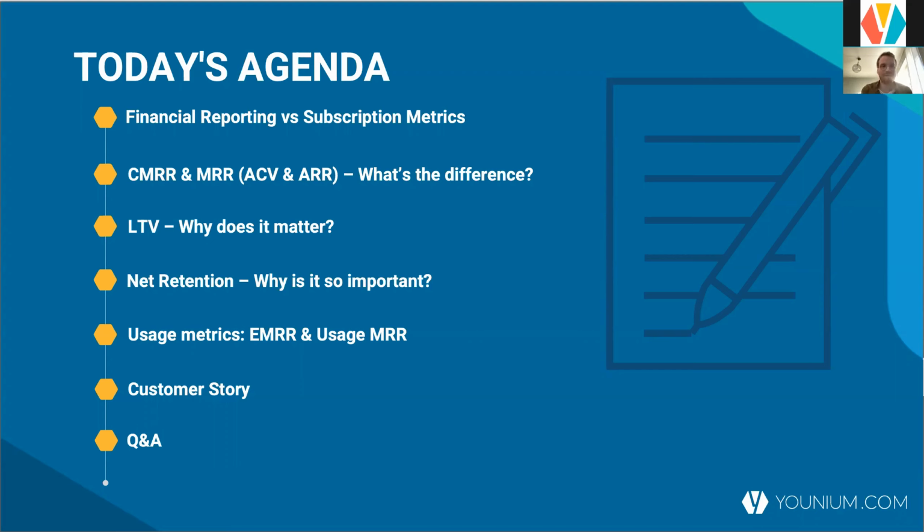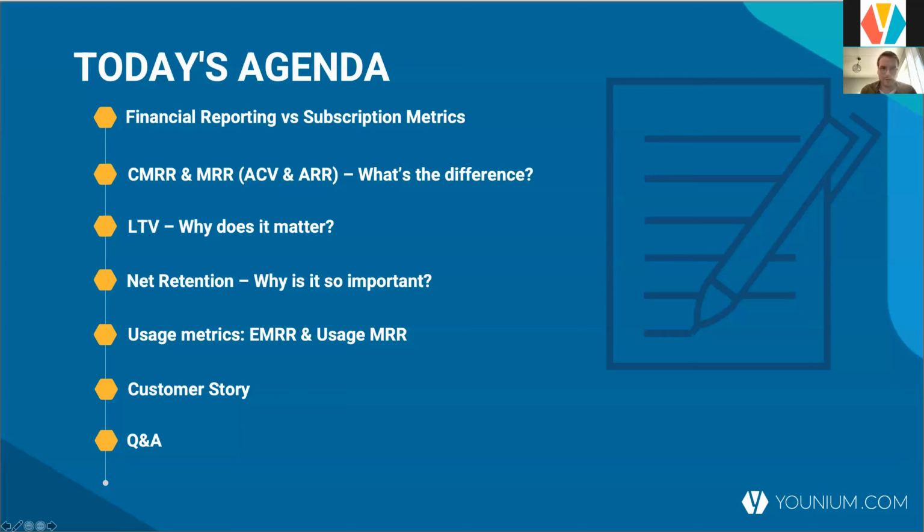Just to start off laying the foundation here, we're going to talk about the agenda a little bit. We will start off talking about subscription metrics in general, and use financial reporting as a reference point to compare to. Then we will dive deeper into a couple of metrics. We will start off with CMRR and MRR, talk a little bit about the difference between them and how we can use them and compare the two. Then we'll continue to lifetime value and look into what we need it for and why it matters. Also net retention, what does it actually tell us and why it is so important. And then we'll talk also about usage metrics and look over a customer story real quick, and then have a Q&A session in the end.